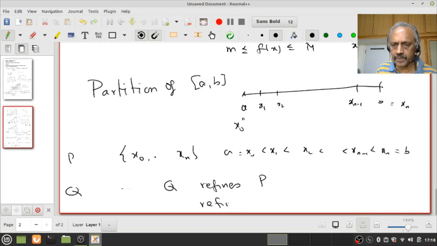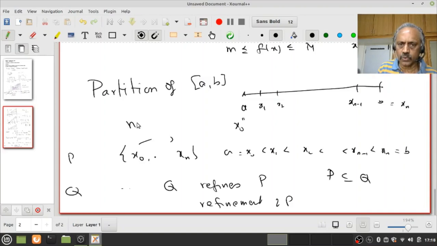If P is a subset of Q. What is P? P is x0, x1. Let us call these things nodes. The nodes of P, every node of P is a node of Q. So how does it look? You look at what we did.